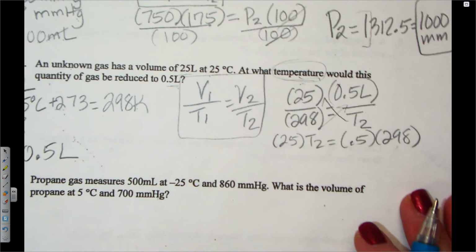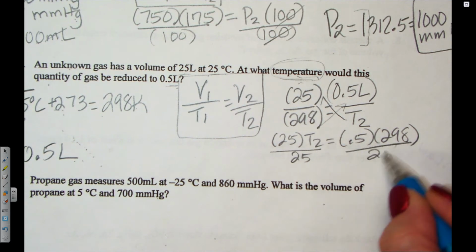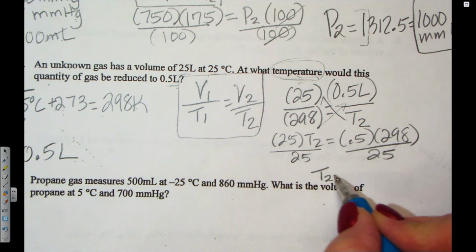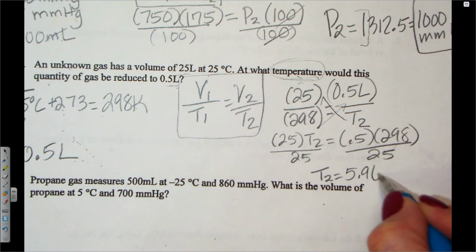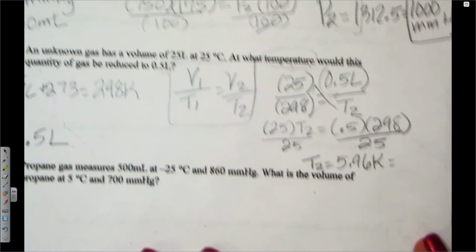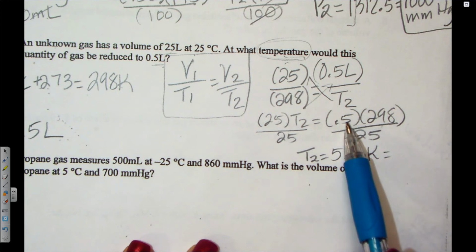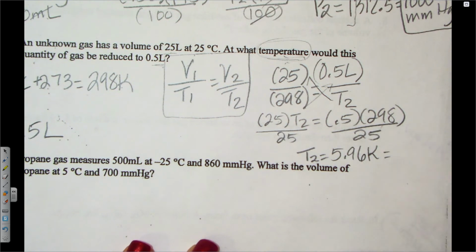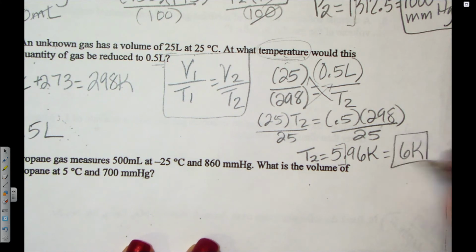And then to further isolate your variable, divide both sides by 25. And that's going to isolate the T2. And so you end up with 5.96 Kelvin. Now let's look at our sig figs. We have 2 sig figs, 1 sig fig, 3 sig figs. So we're going to round this to 1 sig fig, which means we round it to 6 Kelvin.